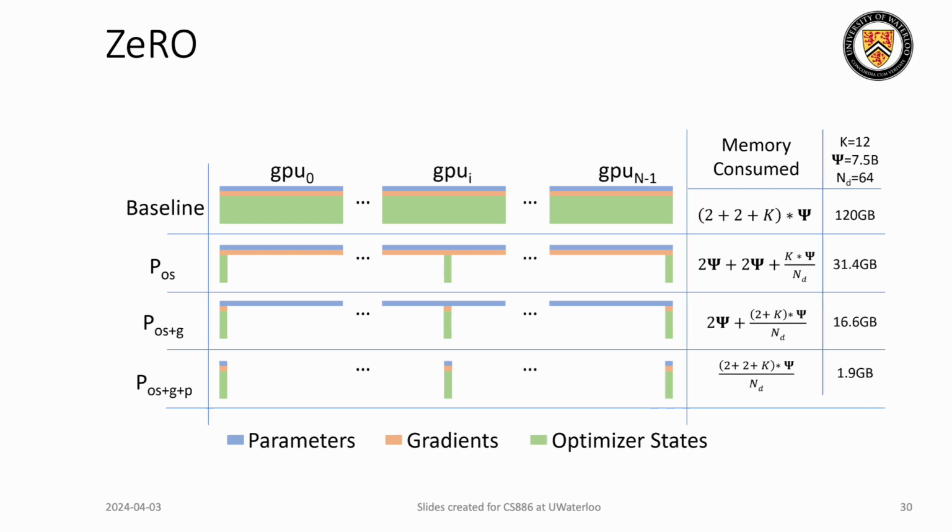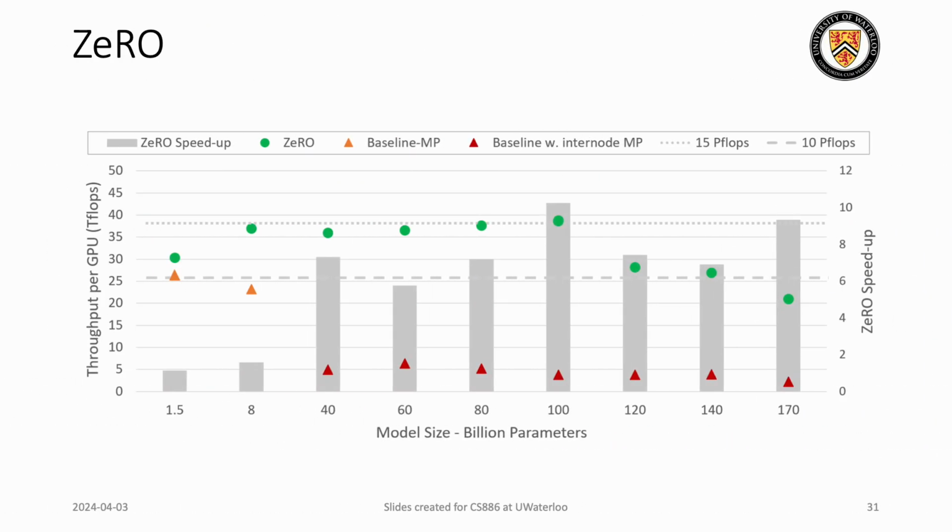And in here we can see the speed up of ZeRO being very high. We can see that the throughput per GPU is consistent. It only starts to go down at very high model parameters, but the speed up is really high. And the speed up becomes really significant when the model can no longer fit on a single node.